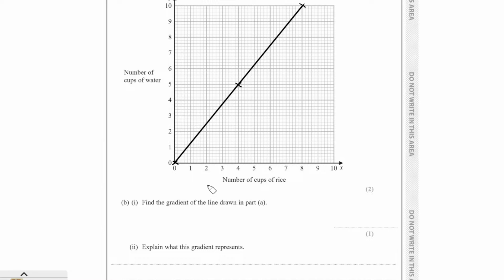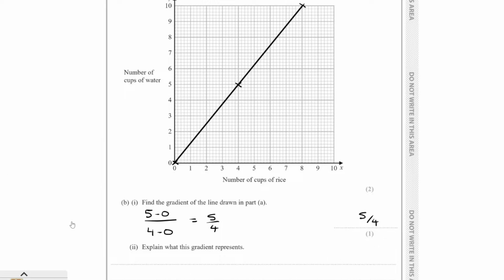The gradient of a line is change in y over change in x. So again, just choose the 2 coordinates that you plotted. I'd probably choose this and the 0, 0 because that's easier. So y goes at the top, so 5 minus 0 over 4 minus 0, which is just 5 over 4, literally. You can put it as a decimal if you prefer, but I would probably just leave it as a fraction. That's the gradient. In other words, it's 1.25.